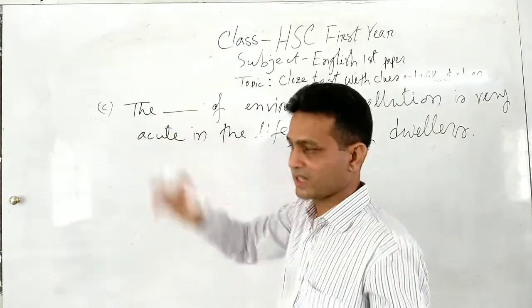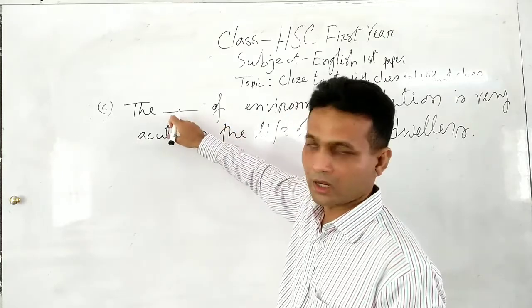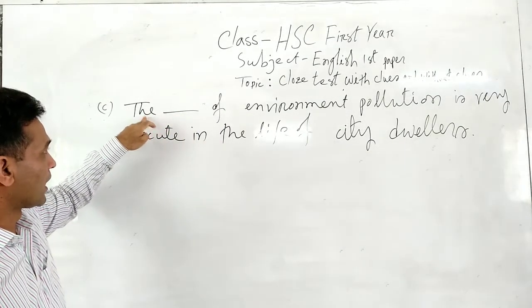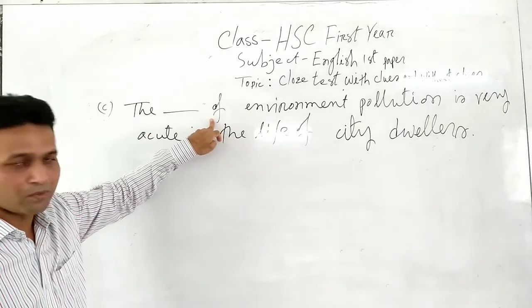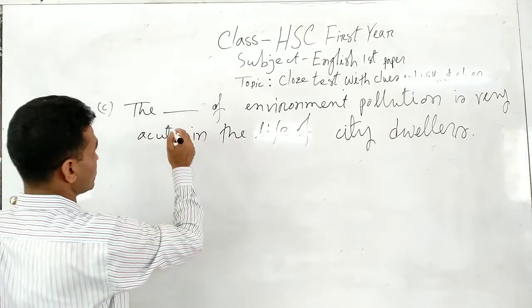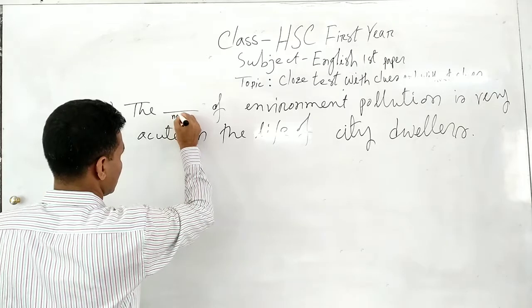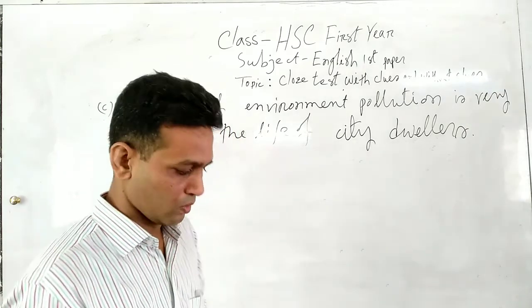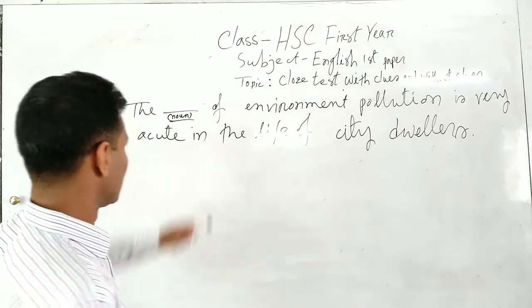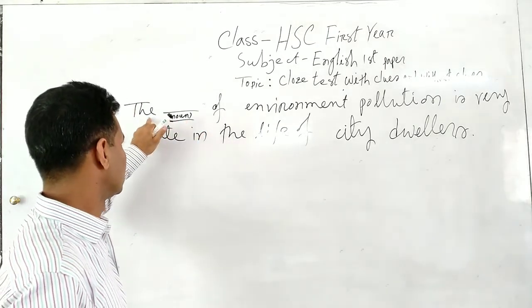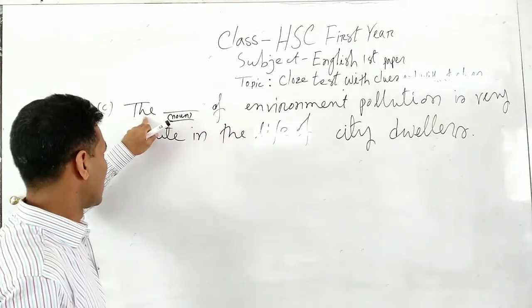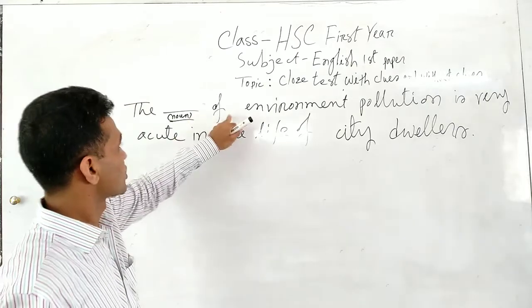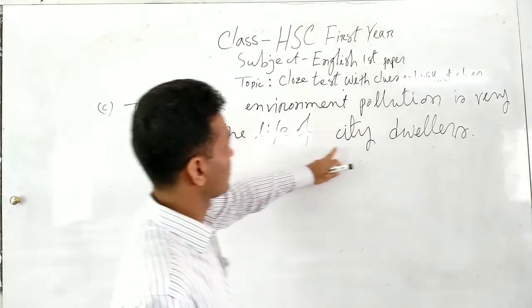When a gap is settled between an article and a preposition, mind it, in this case you have to use a noun. You have to use the noun form of words. Whatever you use, the word will be in noun form. So when the gap is between an article and a preposition, you have to use a noun. What noun can be used here? The dash of environmental pollution is very acute in the life of city dwellers.